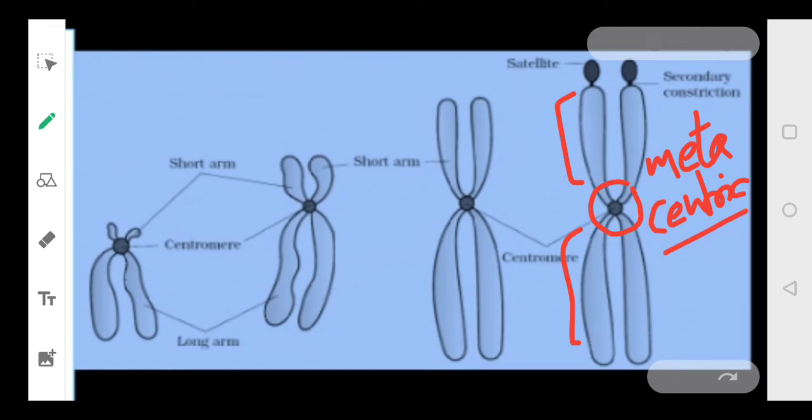The centromere is exactly present in the middle and there are 2 equal arms of the chromosome. So both parts of the chromosome will be equal, and your centromere will be exactly in the center. So such a chromosome will be called a metacentric chromosome.